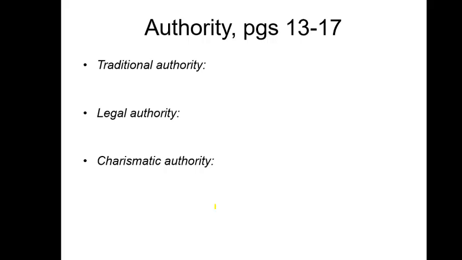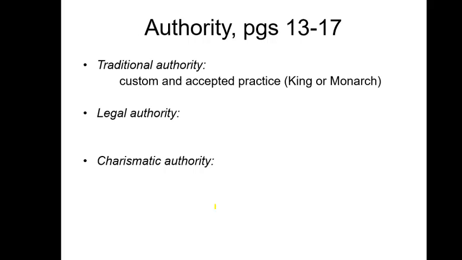Now, traditional authority is one that has essentially been handed down over time through customs and accepted practices. For example, a king. So if a person is born into the royal family, they will become king or a monarch, or it could be just passed down through family. For example, in North Korea, Kim Jong-un was handed the leadership by his father. So that's called traditional authority.